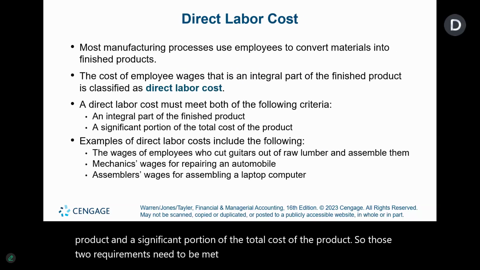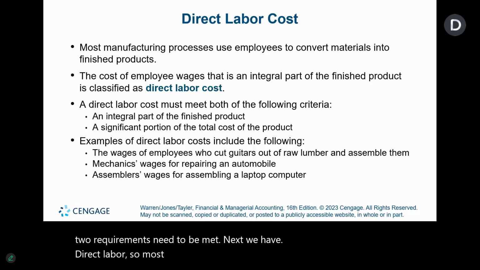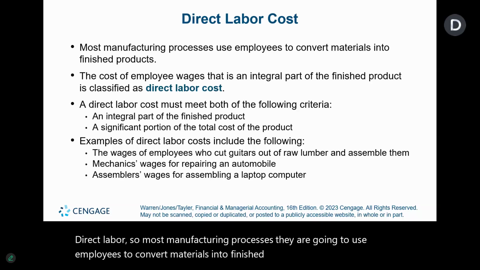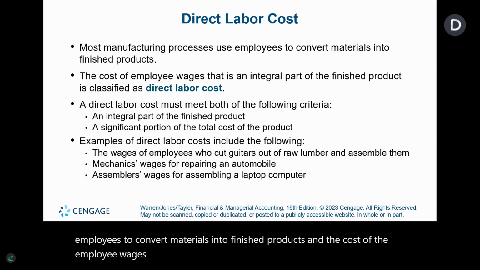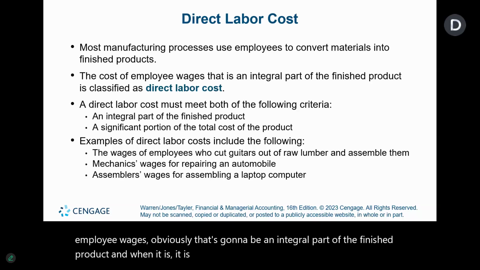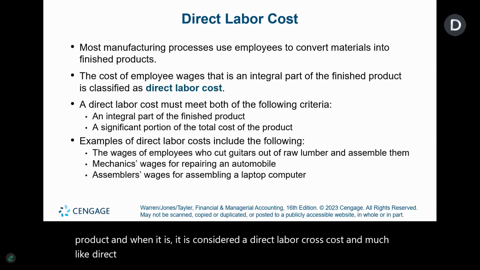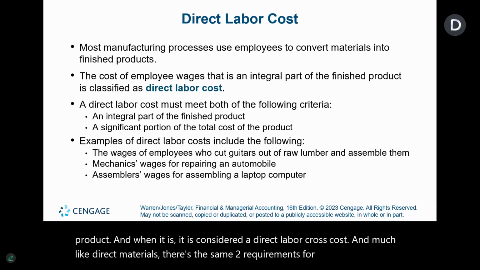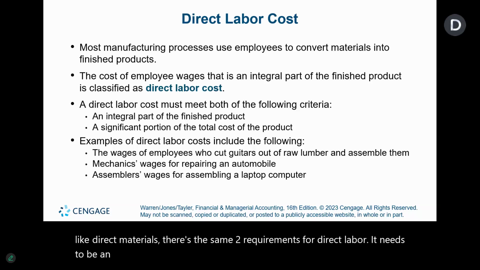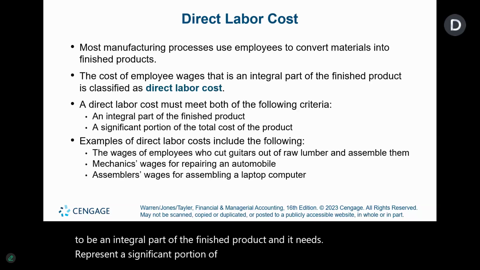Next, we have direct labor. Most manufacturing processes are going to use employees to convert materials into finished products. And the cost of the employee wages, obviously, is going to be an integral part of the finished product, and it is considered a direct labor cost. Much like direct materials, there are the same two requirements for direct labor. It needs to be an integral part of the finished product, and it needs to represent a significant portion of the total cost of the product.